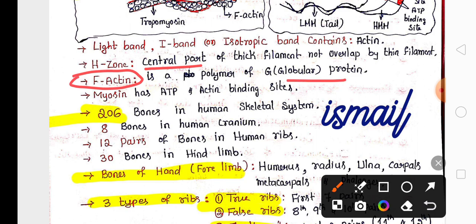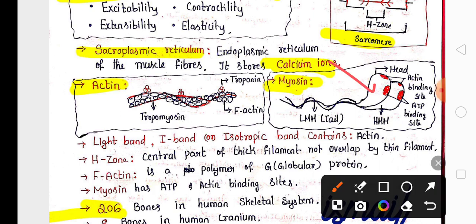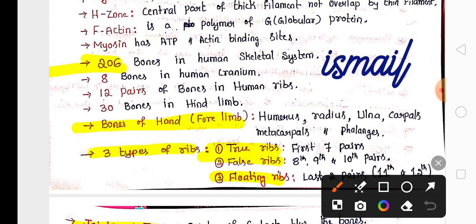And F actin is a polymer made up of G actin, and myosin has an actin binding site and an ATP binding site. You can see in the diagram of myosin, at the head region you can find the actin binding site and ATP binding site. Then remember, in the human skeletal system there are 206 bones, and in the human cranium 8 bones.